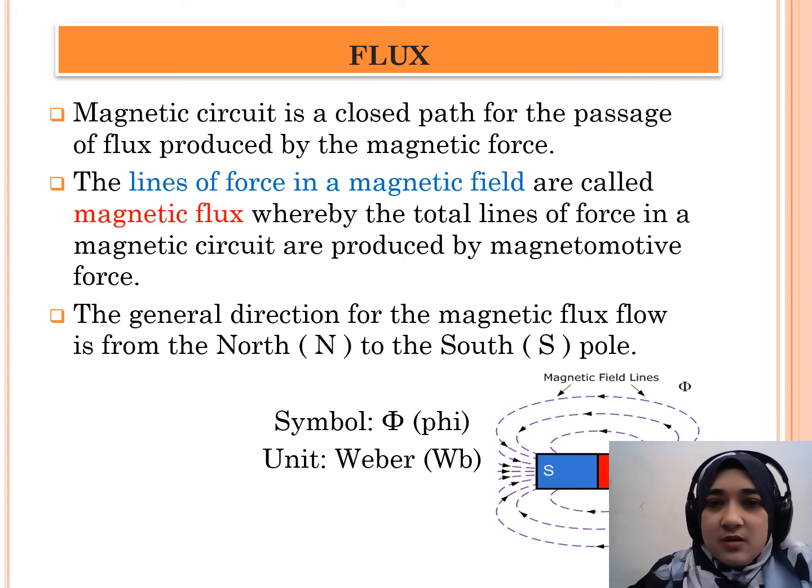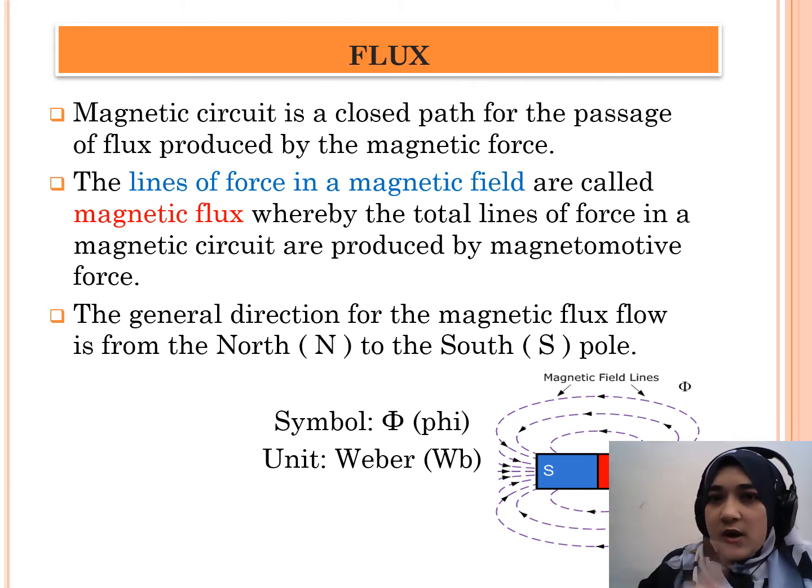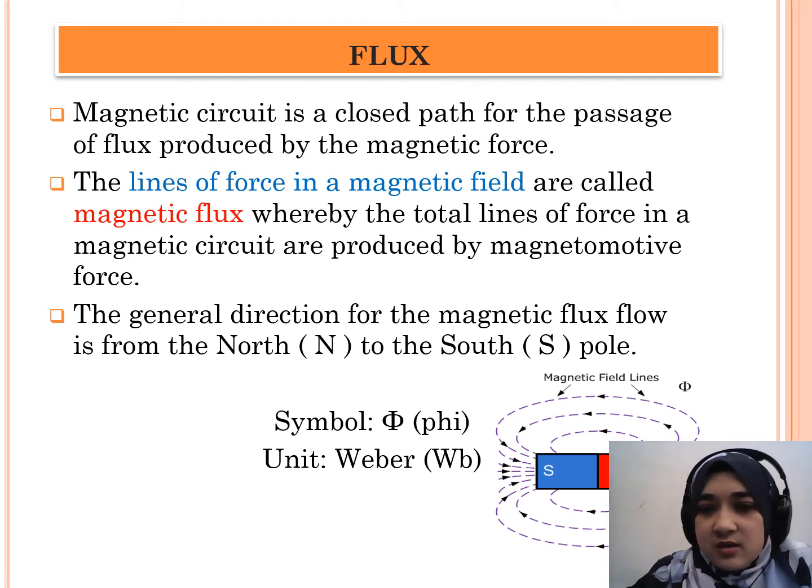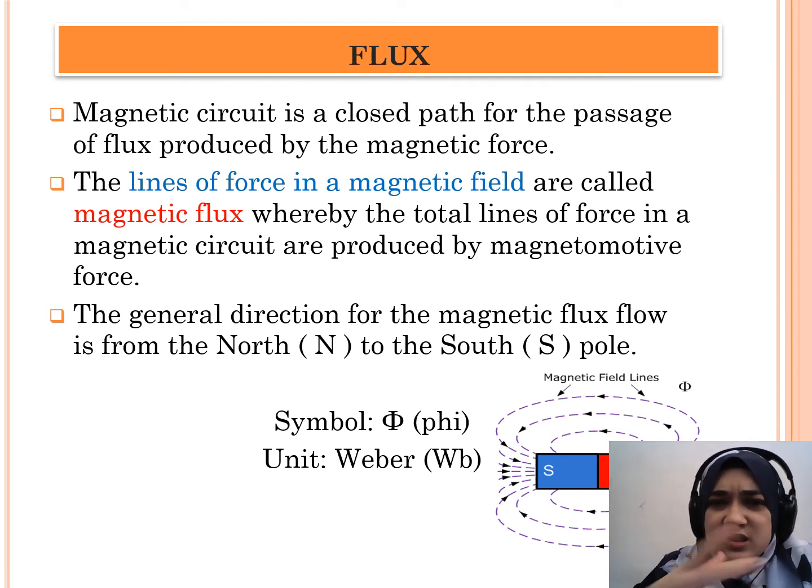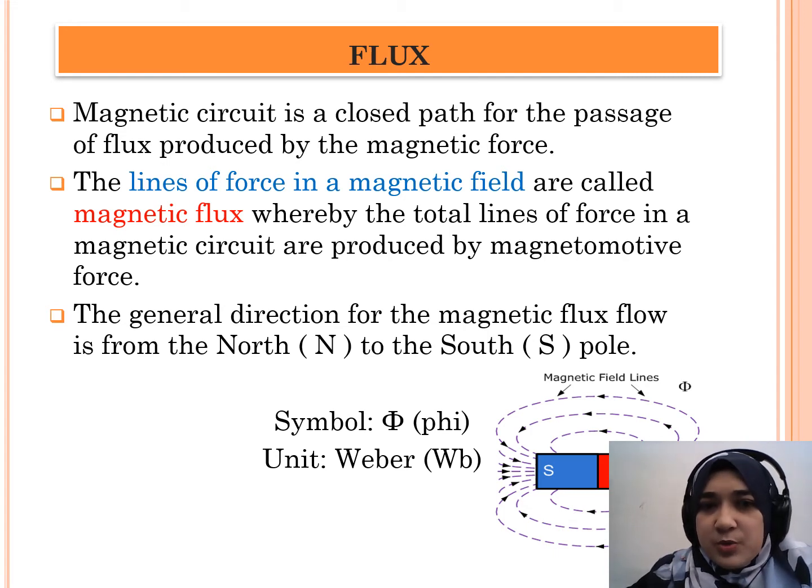Okay, what is flux? Flux is produced due to the current in a wire or coil, where the wire or coil acts as an electromagnet. We already explained about this, right? A magnetic circuit is a closed path for the passage of flux produced by the magnetic force. The lines of force in a magnetic field are called magnetic flux, whereby the total lines of force in a magnetic circuit are produced by MMF, magnetomotive force.